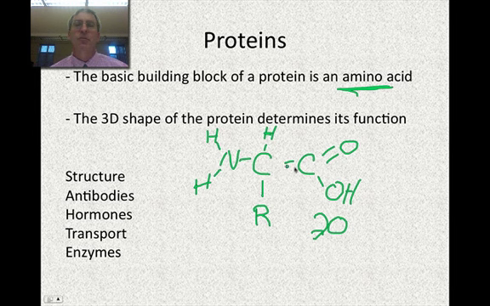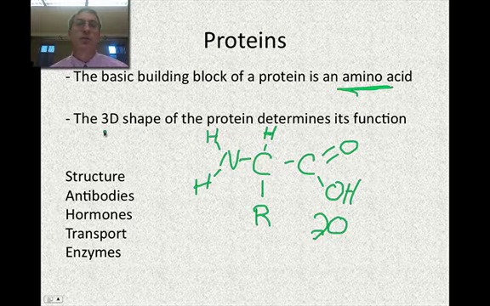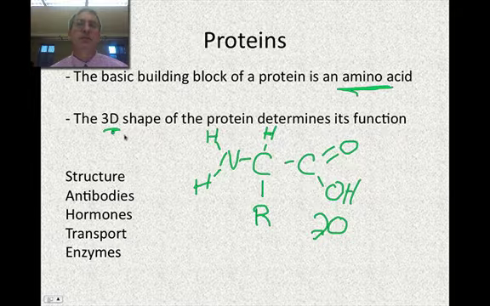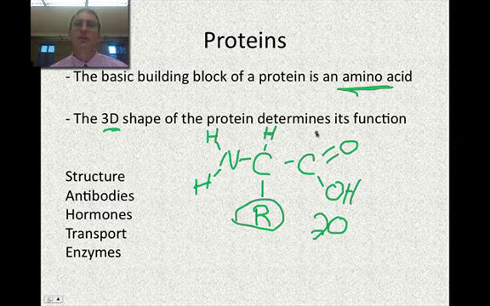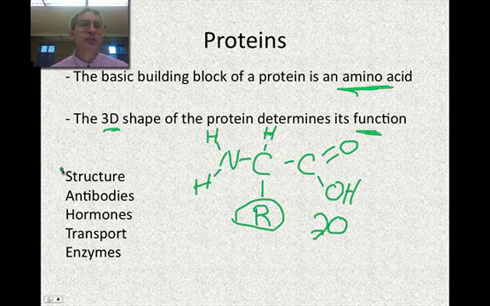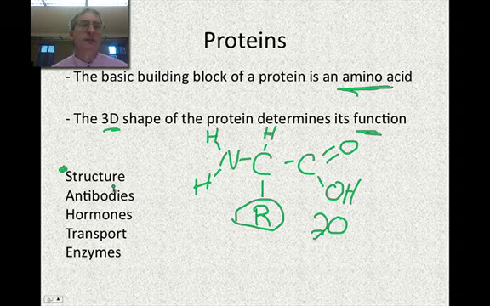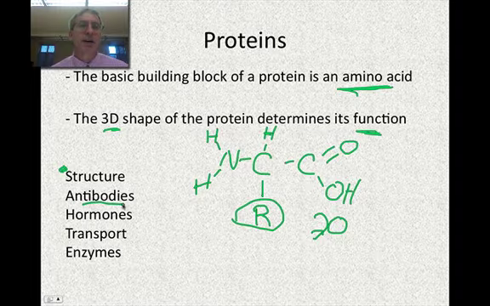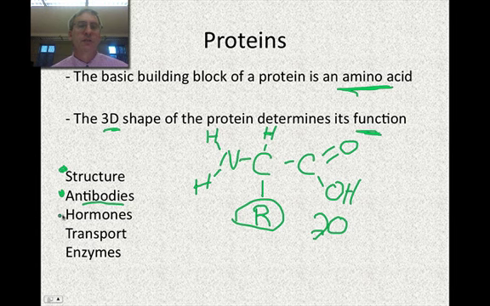They're all the same up here, but the R group will make them different, and as the amino acids come together, it will form a particular 3D shape because of interactions between these R groups, and the shape of the protein will determine its eventual function. So proteins can be structural. They can be the molecules that help give an organism its structure. They can be antibodies, which help keep you from getting ill. They are things that will fight off invaders in your body.